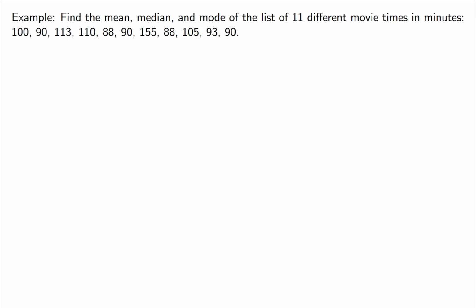Let's do an example. Let's find the mean, median, and mode of 11 different movie times and the minutes of these movie times. Now, since I'm going to be doing the mean, median, and mode, I'm going to go ahead and put the data in order. However, you could calculate the mean directly just from what you have right here. When I put the data in order, I like to carefully cross things out so that I don't miss anything.